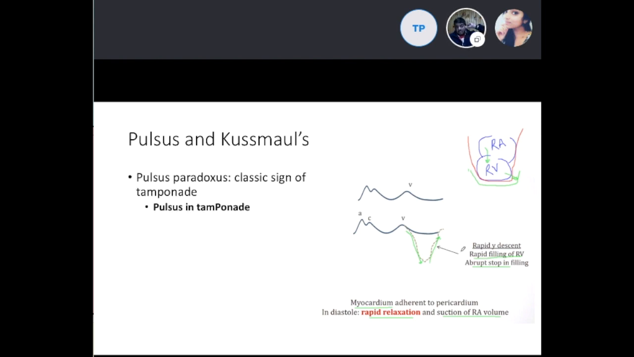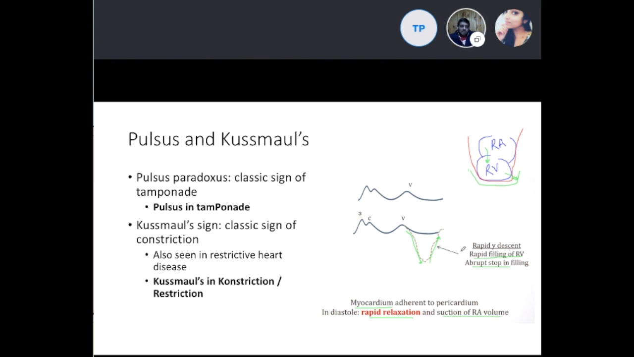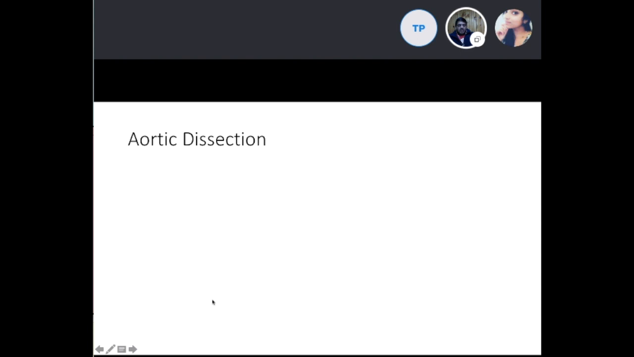Things you can remember this with: pulsus paradoxus is a classic sign of tamponade, so pulsus and tamponade. And Kussmaul's sign is a classic sign of constriction, and I've also seen it in restrictive heart disease, so Kussmaul in constriction and restriction, if that helps you. I think it's a good mnemonic. Any questions before we move on to our second topic?